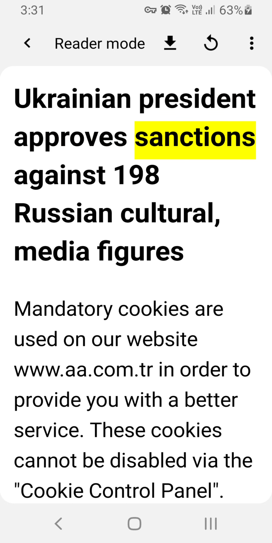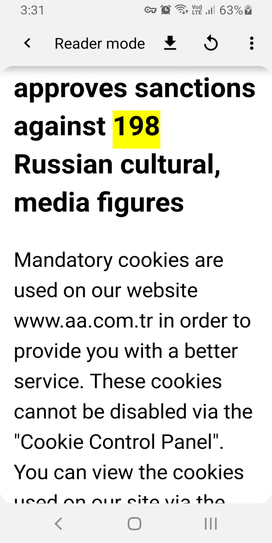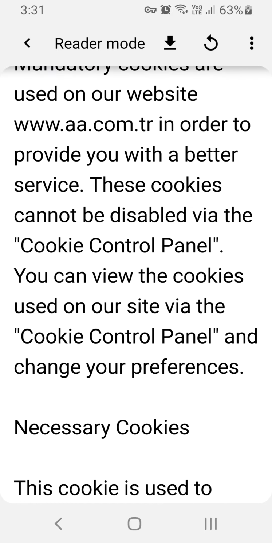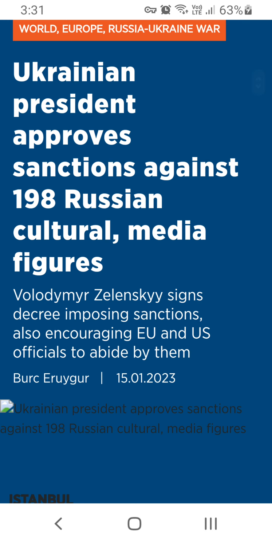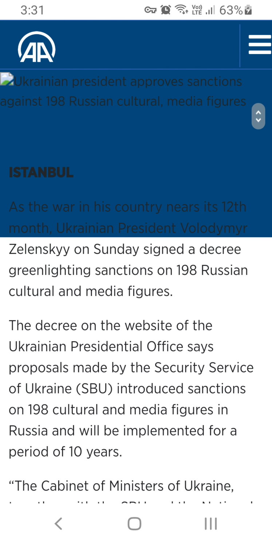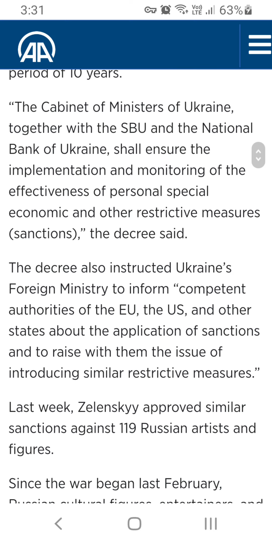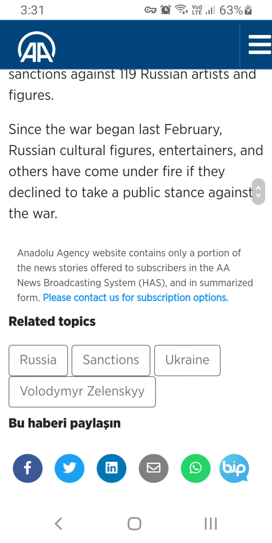Ukrainian president approves sanctions against 198 Russian cultural media figures. Mandatory cookies are used on our website.